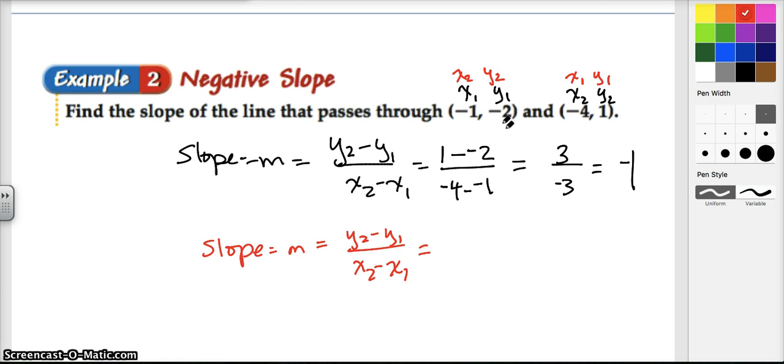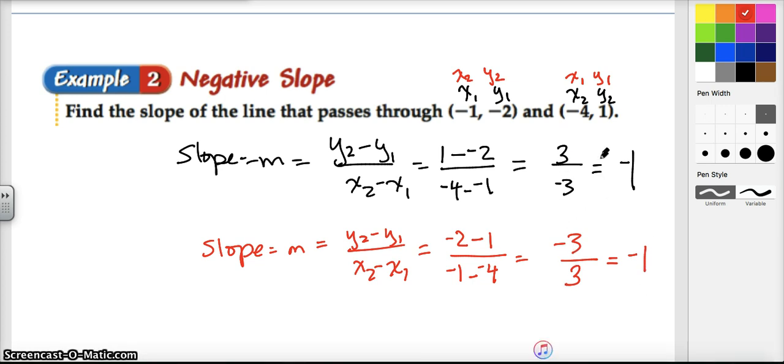So y sub 2 is now negative 2. Negative 2 minus 1, that's what I got at the top. And at the bottom, I have negative 1 minus a negative 4. When I simplify this, negative 2 minus 1 is negative 3, and negative 1 minus a minus 4, I'm going to change that to addition, is going to be a positive 3. And we notice we still have a negative 1. Does it matter that the negative is on the top or the bottom?